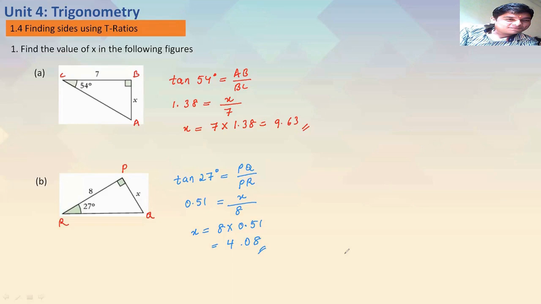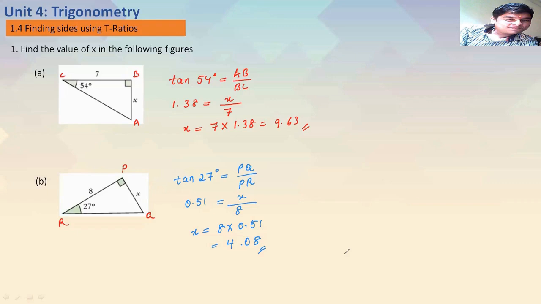8 tan 27. Probably we have to find out the value of tan 27 using a calculator, right? So did you find out tan 27 degrees? I did find out tan 27. Yes, it is 0.51. Fantastic. And then I did 8 tan brackets 27, which is 4.08. That's what I found out here right now.